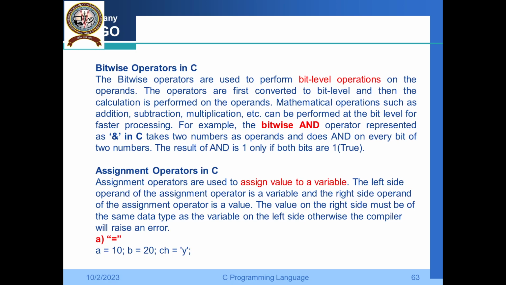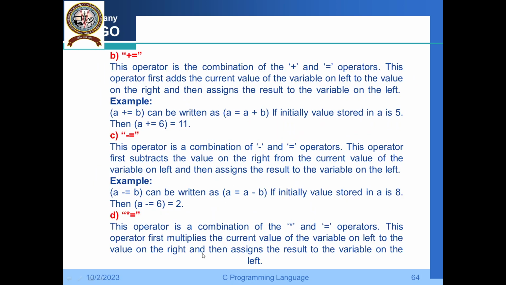Then assignment operators, we use these operators for assigning values to a variable. For example, a equal to 10, b is equal to 20. Here a is an integer variable and I am assigning value 10. Similarly c is a character and I am assigning y. Another is plus equal to. What is the meaning of this? The plus equal to operator is the combination of plus and equal to. For example, a plus equal to b means a is equal to a plus b. You can see it here.